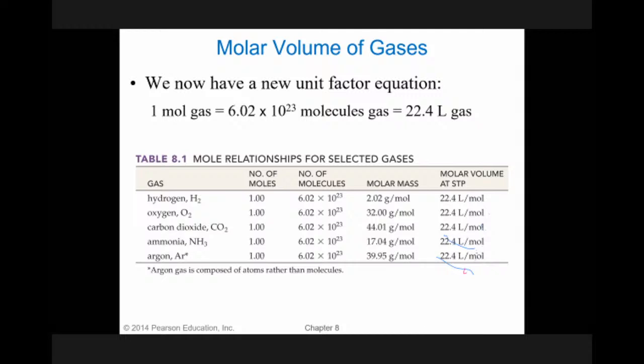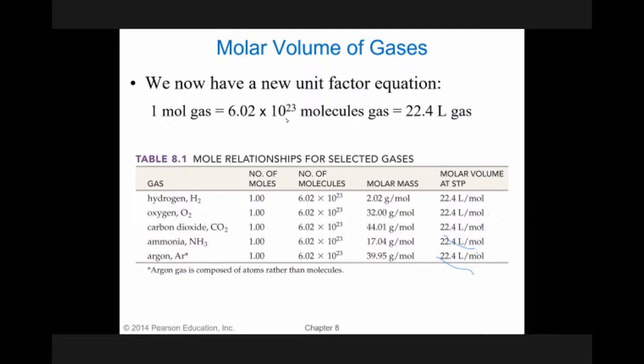What is the molar mass? Well, that is 2.02. What is the volume occupied at STP? 22.4 liters per mole. Don't forget, it has to be 22.4 liters per mole. That's the molar volume at STP. So with this table, all gases have different weights, but they still all occupy the same volume. But the temperature must be 0 degrees and 1 atmosphere. Is that clear so far? So the table is very, very useful.